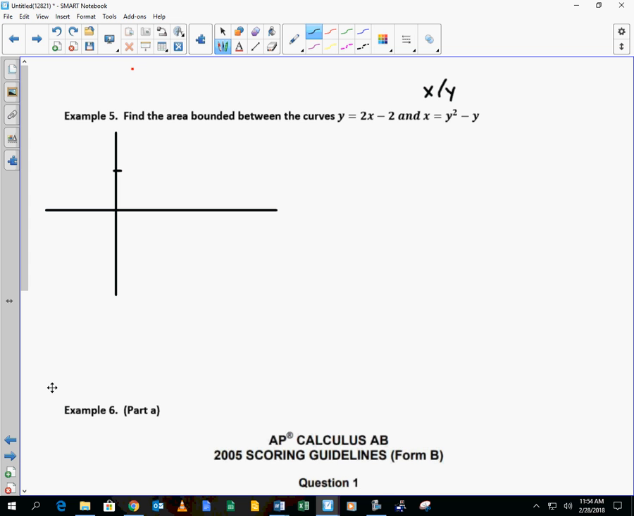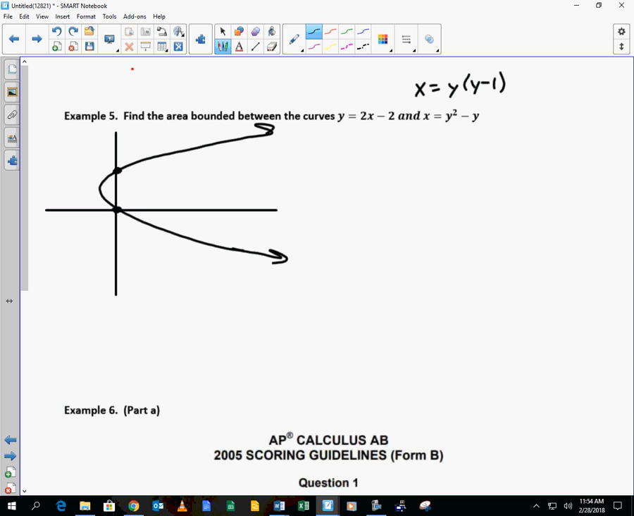X equals y times, whoop. I'm going to factor out that y, and I get y minus 1. So what that means is that it goes through 0 and 1 on the y-axis instead of the x-axis. Do you think this parabola is going to open up to the right or to the left? It's going to open up to the right. Why? This is positive. Very good. So there's a rough sketch of that parabola.